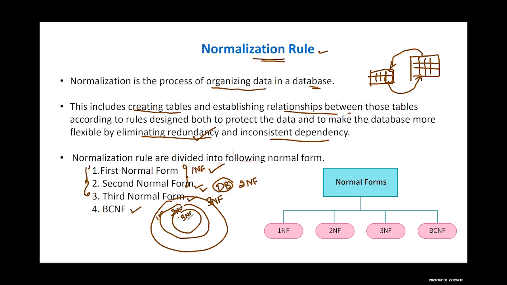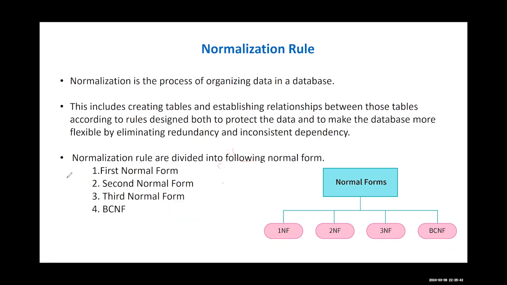then third NF, and then BCNF. So I will say that BCNF is more strict than 3NF, 3NF is more strict than 2NF, and 2NF is more strict than 1NF. Any database can be in 1NF, but it need not be in BCNF. Similarly, a database which is in BCNF has to be in 1NF. This is the rule which applies to all these four forms. So these are the different normal forms, that is 1NF, 2NF, 3NF, and BCNF. In today's session, we will be mainly focusing on 1NF and 2NF. So let us see them one by one.